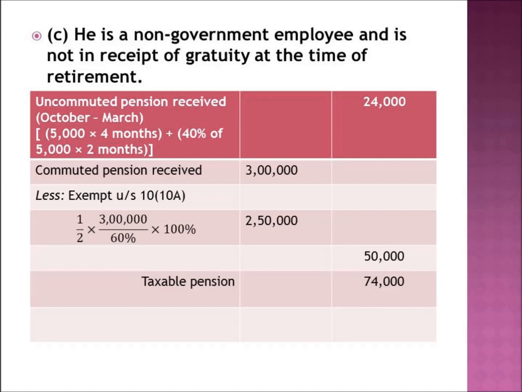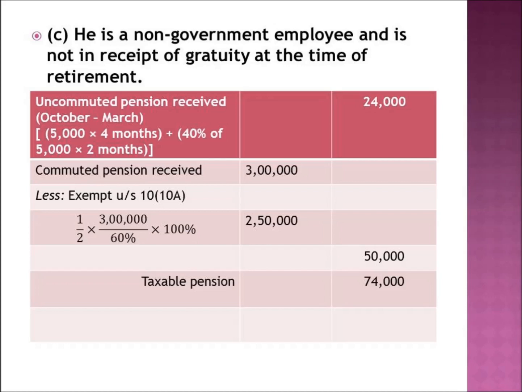So the part of the commuted pension that is taxable is only 50,000 and the uncommuted pension taxable is 24,000. When we add up the two, we get 74,000. So the total taxable pension in case of non-government employees who are not receiving any gratuity at the time of retirement is 74,000. So this is how the calculations are done. Hope you understood how the exemption in case of commuted pension in case of non-government employees is done.